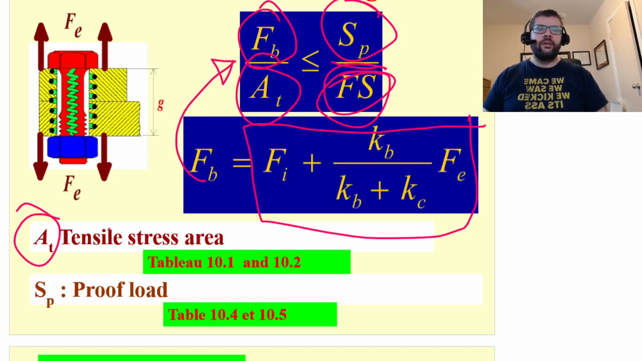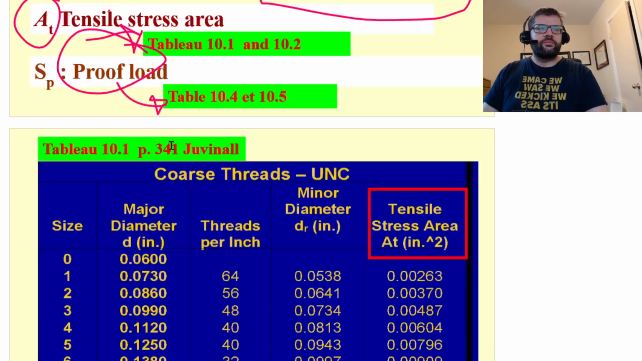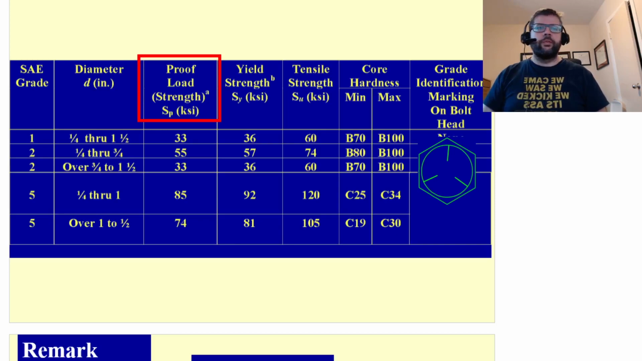And then our AT, looking up on the table in Juvinall. And then the proof load, again, also looked up on a different table in Juvinall. So, for example, here's where we're looking up the tensile stress area. And here's where we're looking up the proof load based upon the grade and the diameter.